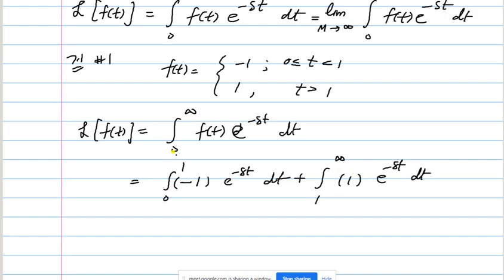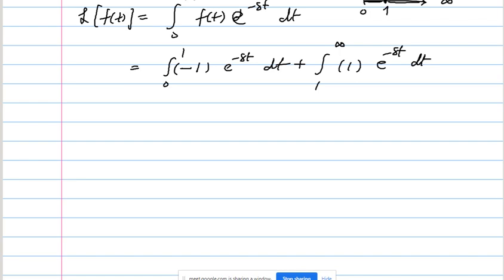So when I break the interval, we have to go from 0 to infinity. But why am I breaking at 1? Because my function is minus 1 here and my function is plus 1 here. So we integrate this first and then this separately. Now if I integrate, this is just minus integral 0 to 1 of e to the minus st, and here, because infinity is here, I will take the limit. I will not take the limit in the first integration because here we have infinity.